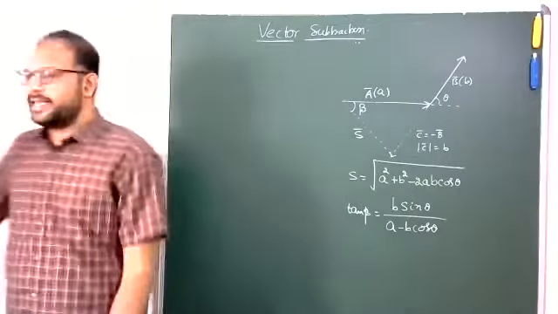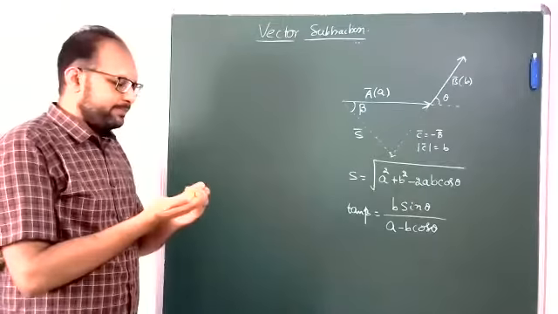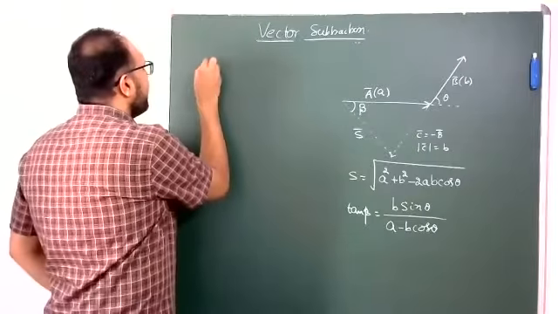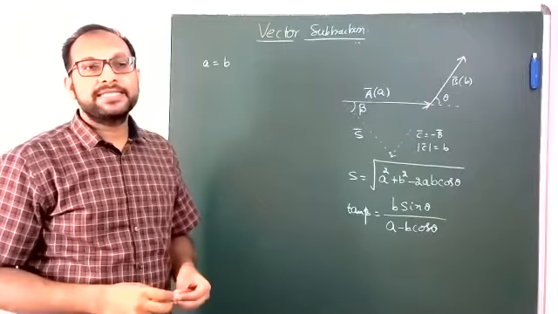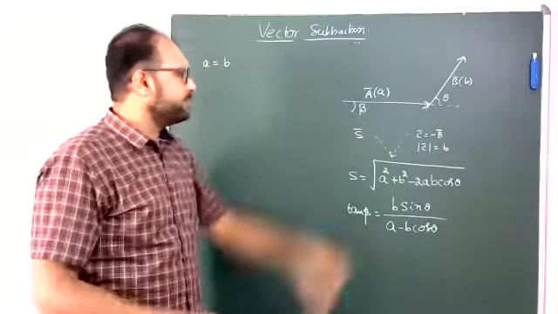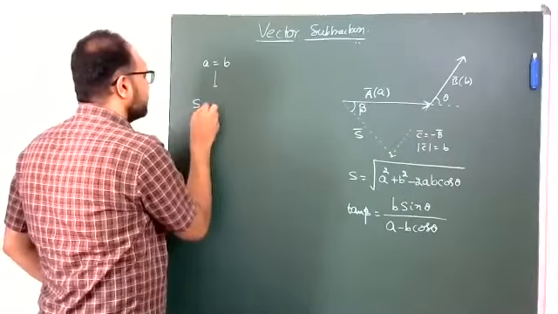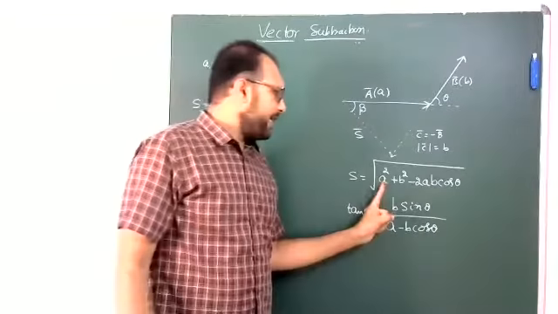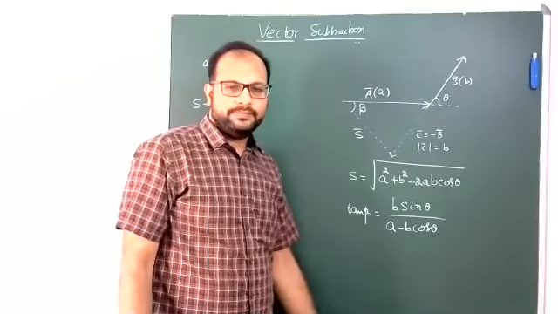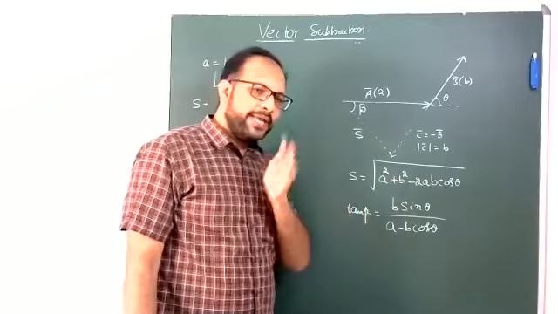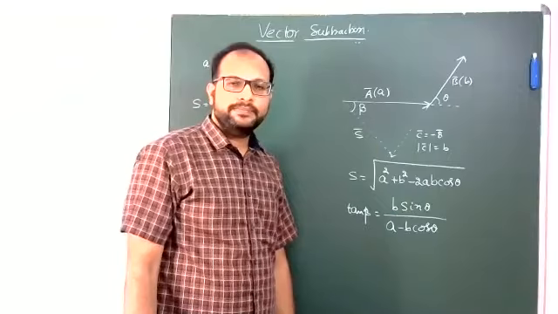Now, one special case on this. Students, suppose A equals B, that means two vectors having the same magnitude. Then S equals under root A square plus A square minus 2A square cos theta. That is, if you take 2A square outside, 1 minus cos theta.